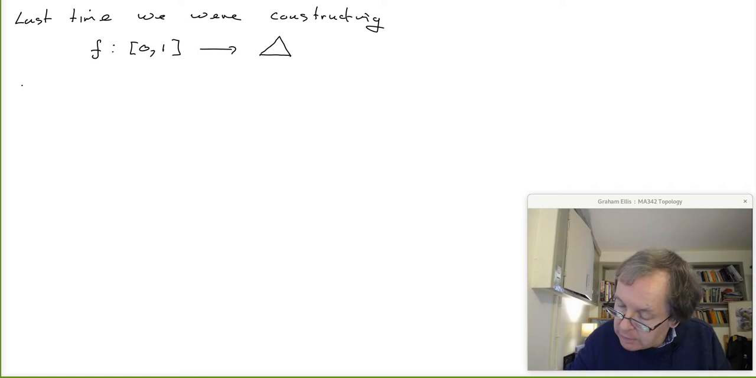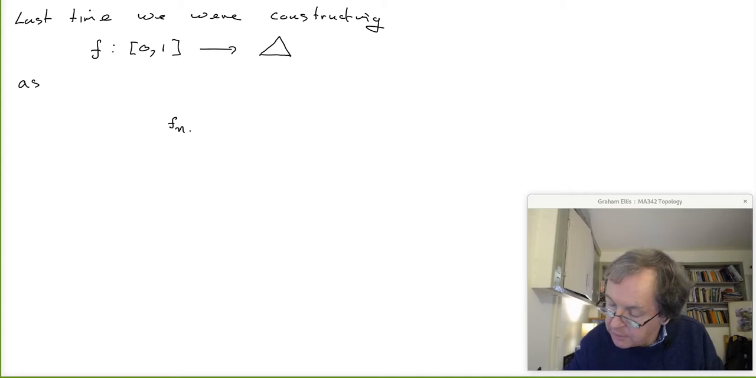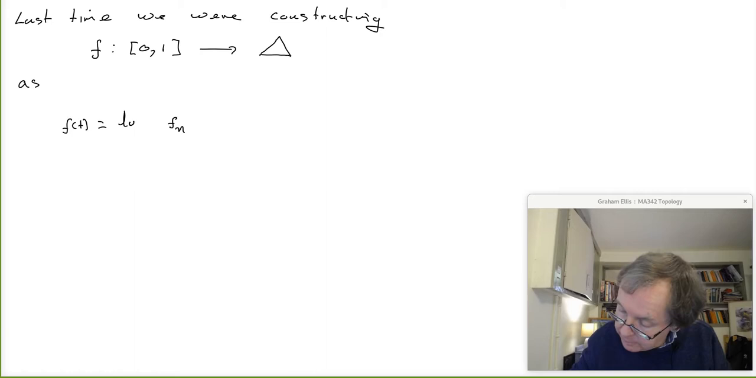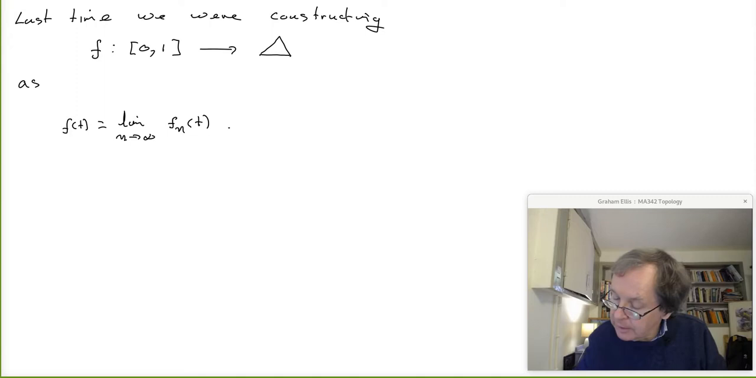And how did we construct it? We constructed it by working out various functions, f1, f2, f3. And then we took f to be the limit as n tends to infinity of those functions. So what I did last time, I defined f1, f2, f3, f4, and fn, and I said that this was the function f that we're going for. So what were these fn's? Let me just remind myself.